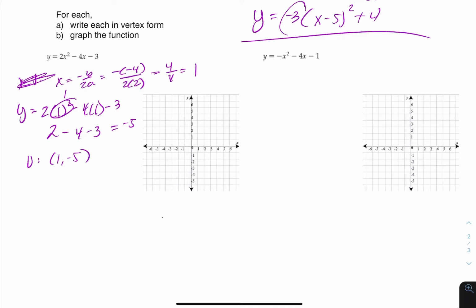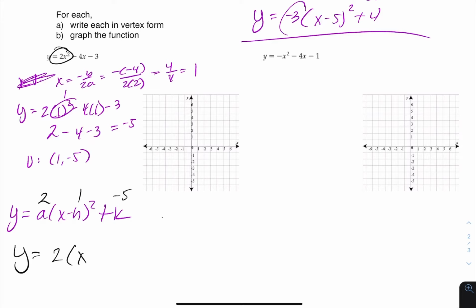So if I was going to rewrite it in vertex form, it would be y equals, I'll select the whole thing, that'll be right in vertex form. My a is right there, so that's 2. My h is 1, and my k is negative 5. So I get y equals 2 times (x minus 1) squared minus 5.